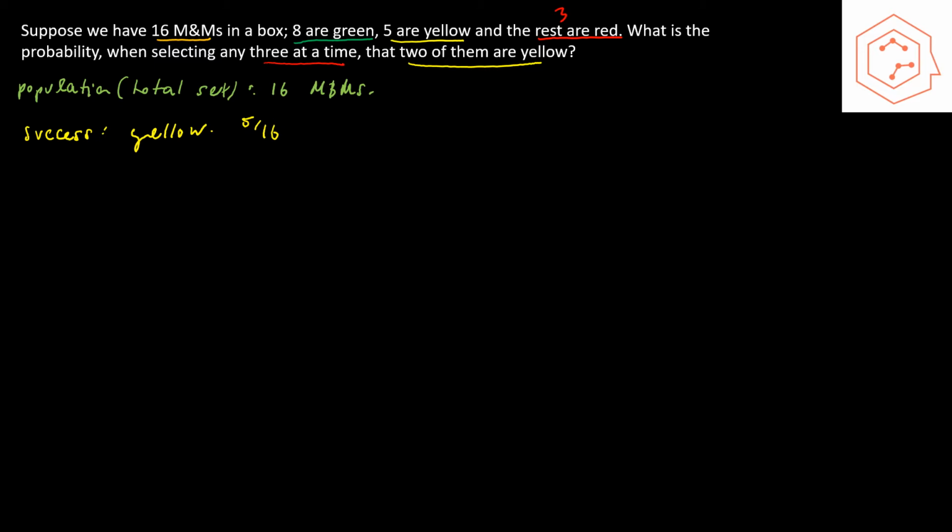Our failure in this case is pulling a green or red M&M, anything that's not yellow. And of course, our failure is 1 minus our chance of success, which is 11 out of 16, or it's simply 8 plus 3 divided by 16, which is 11 out of 16. Now the only problem is that we're selecting 3 at a time. So we have a non-replacement situation.